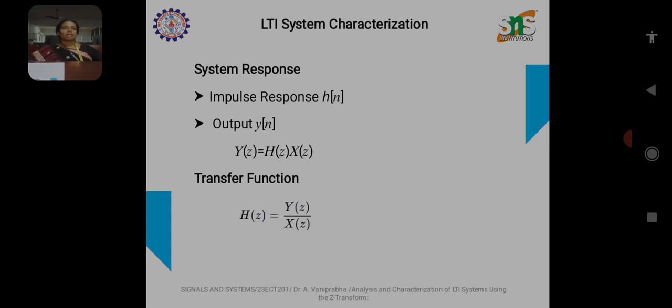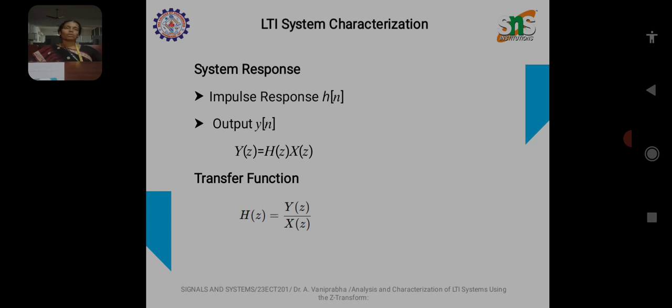LTI system characterization, how this can be characterized. It is particularly characterized as system response. System response involves both impulse response and output. Impulse response is nothing but h of n. Otherwise, it can be represented as delta of n. Here in LTI system characterization, almost during the equation analysis, the impulse response is quite often represented as h of n. Output is given as y of n.